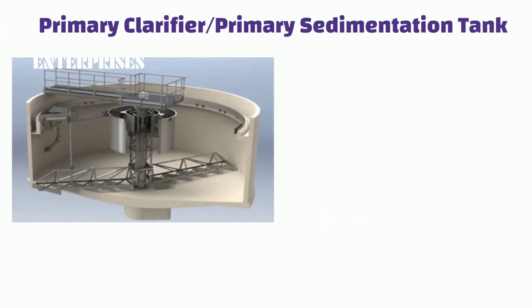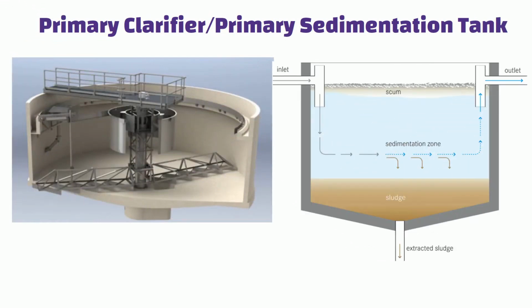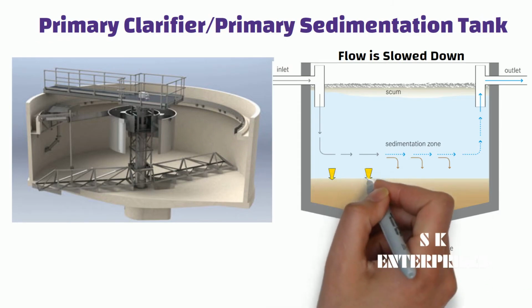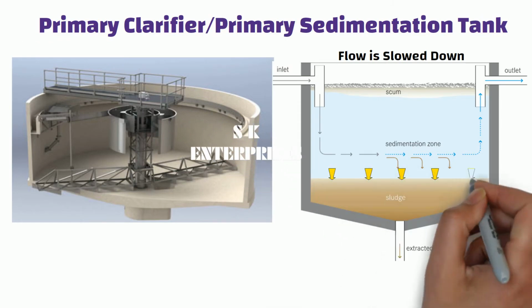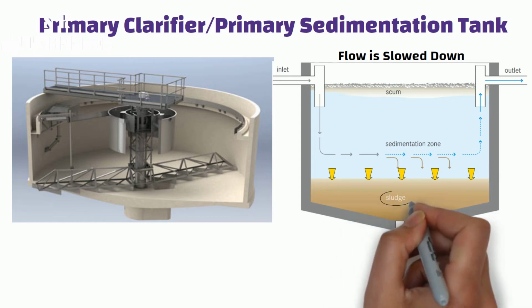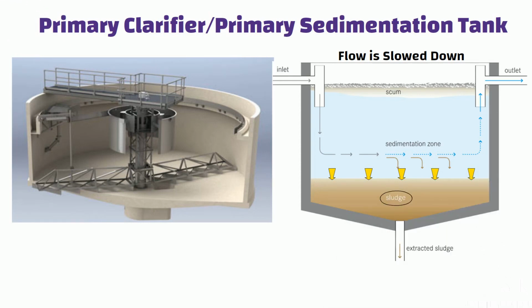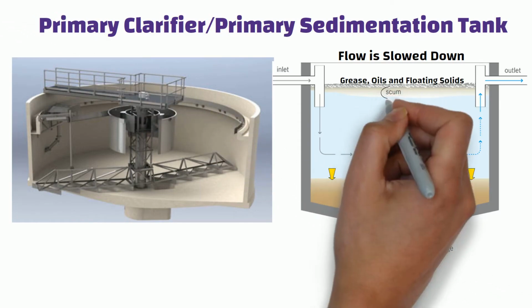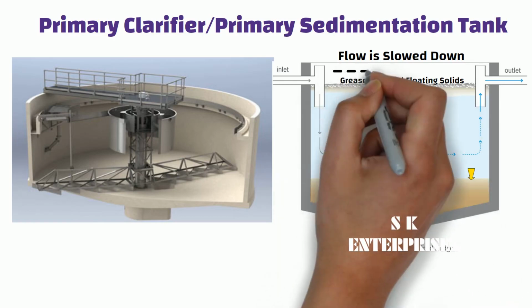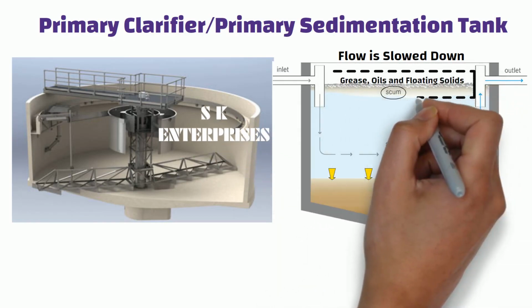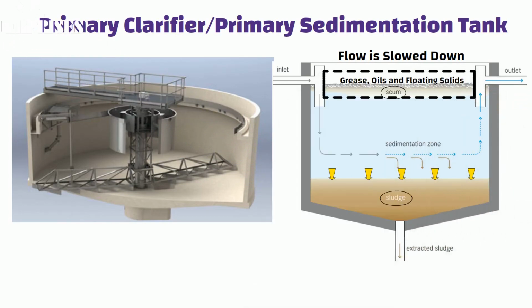Primary clarifier or primary sedimentation tank. The wastewater enters the primary clarifier after passing through a screening and grit removal process. The flow of wastewater is slowed down as it enters the primary clarifier, allowing the settleable solids to settle to the bottom of the tank. This solid material is called sludge. Grease, oils, and other floating solids present in the wastewater float to the surface of the clarifier, forming a scum layer. This layer is removed by a skimming mechanism that continuously removes the scum layer.